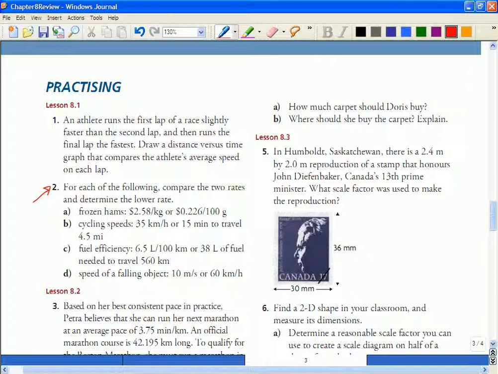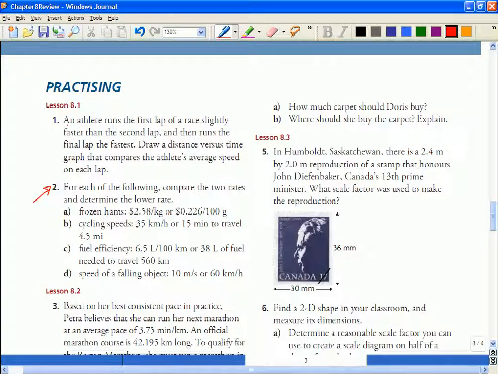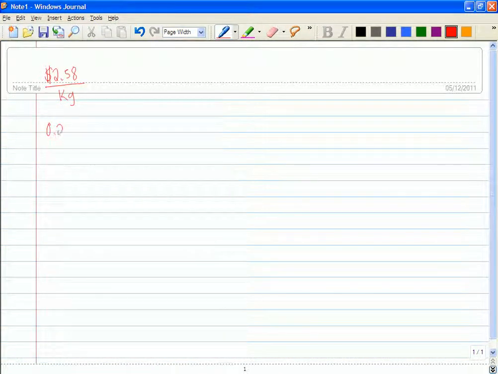Question number 2 says, for each of the following, compare the two rates and determine the lower rate. Frozen ham is $2.58 a kilogram, or 22.6 cents per gram. To compare them, we're going to have to put them into similar units. So the units we're dealing with is $2.58 for each kilogram. And I'd like to compare it with 0.226 for every 100 grams.